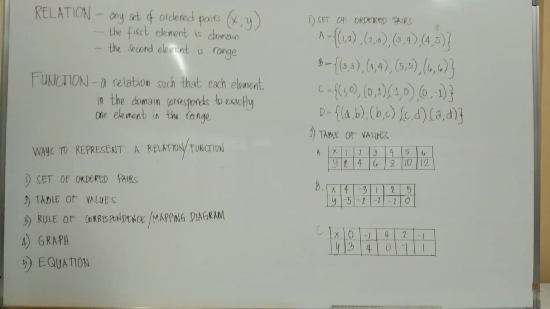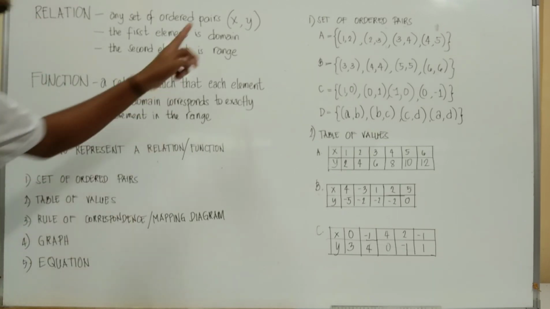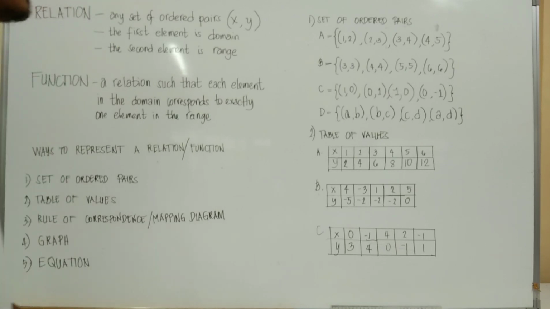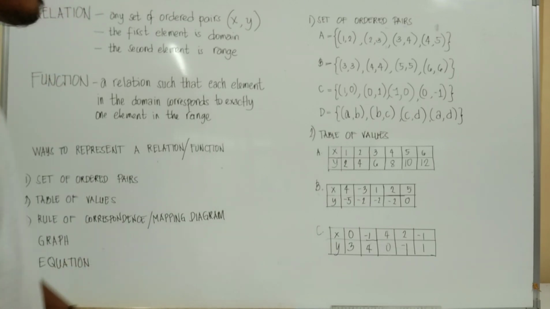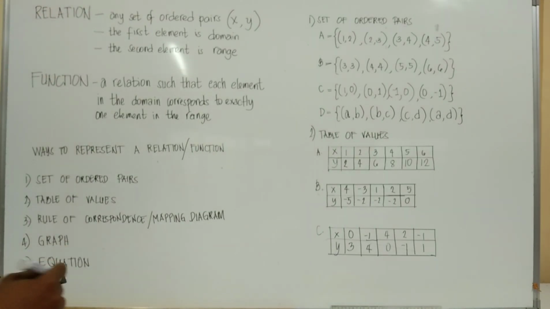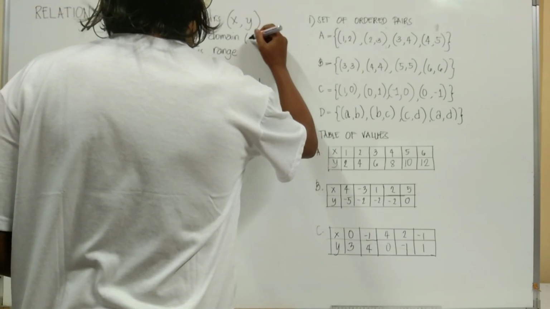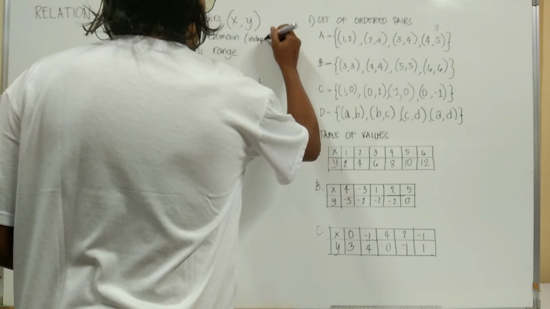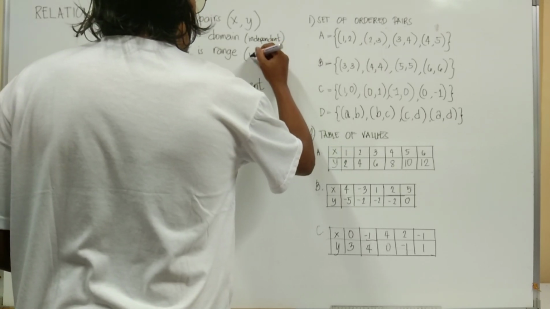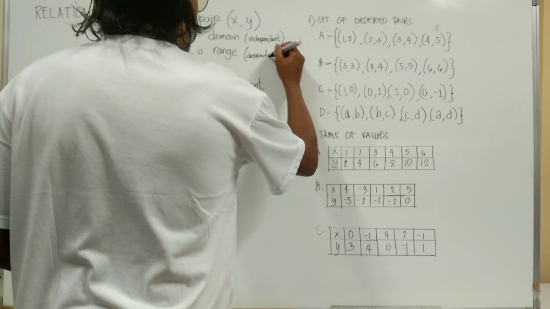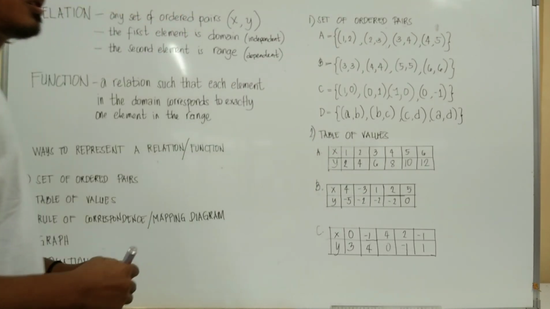A relation is any set of ordered pairs denoted by X and Y. The first element is called the domain, so your X will be your domain. The second element is called the range, denoted by Y. In some cases, your domain is known as your independent variable, and your range is your dependent variable. Okay?